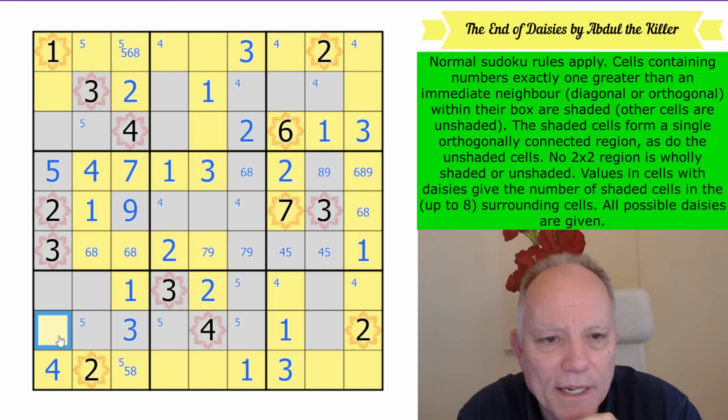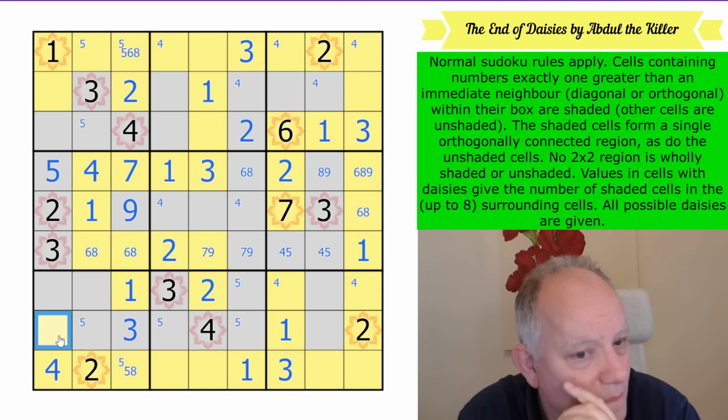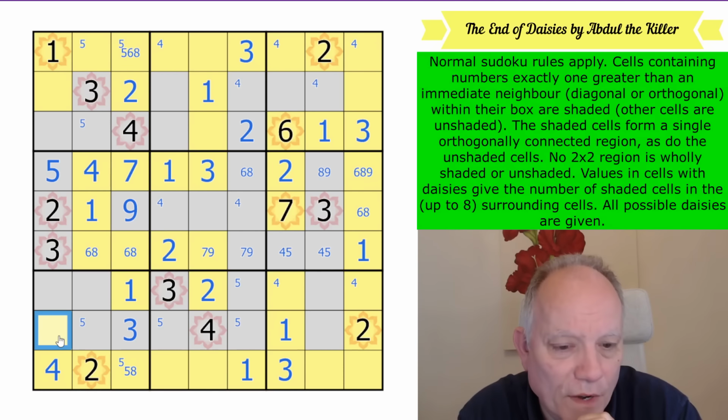I'm getting as inarticulate as Simon about this puzzle now. And that's a very cruel and unnecessary jibe.